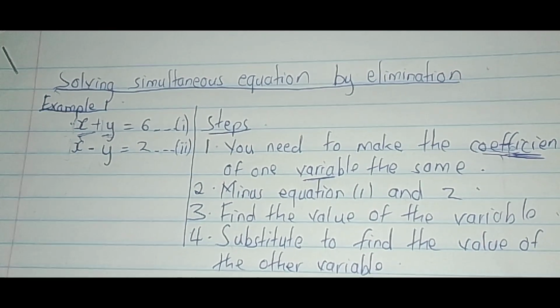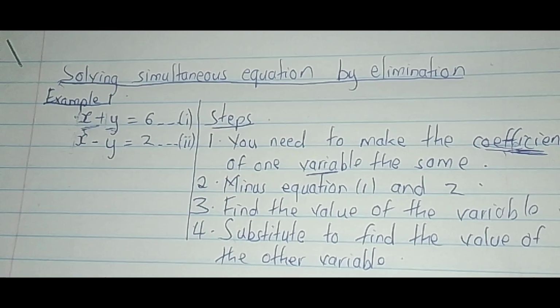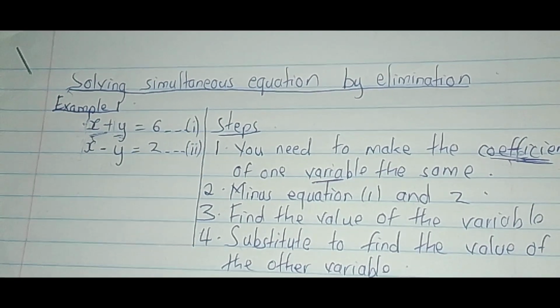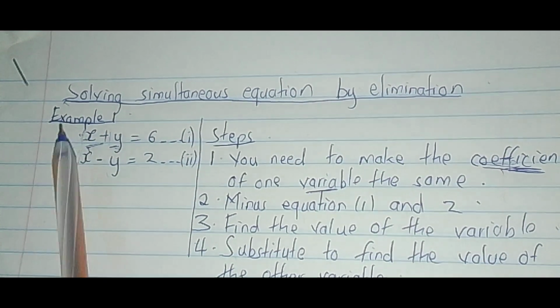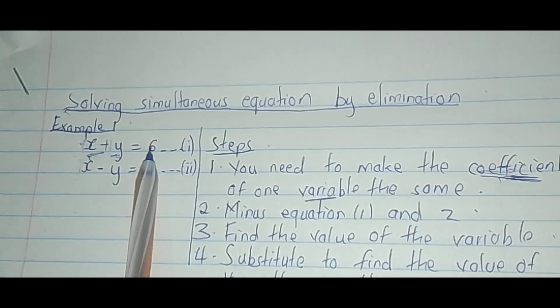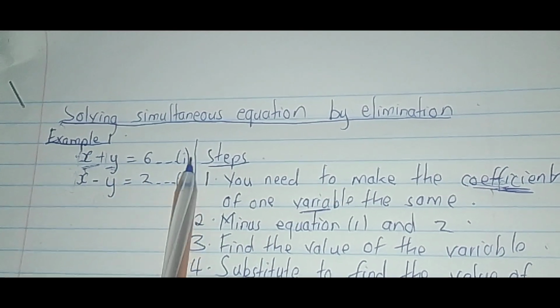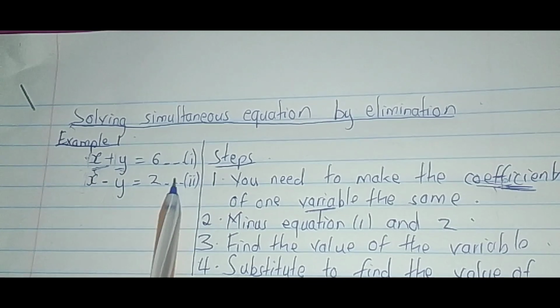Hi guys, in this video we are going to learn about solving simultaneous equations by the elimination method. We have an example here: x plus y is equal to 6, x minus y is equal to 2. This is our first equation, this is our second equation.